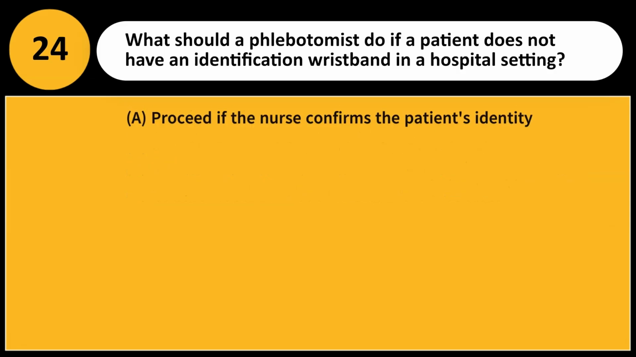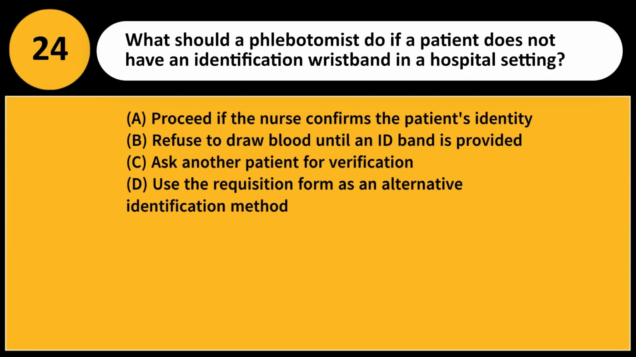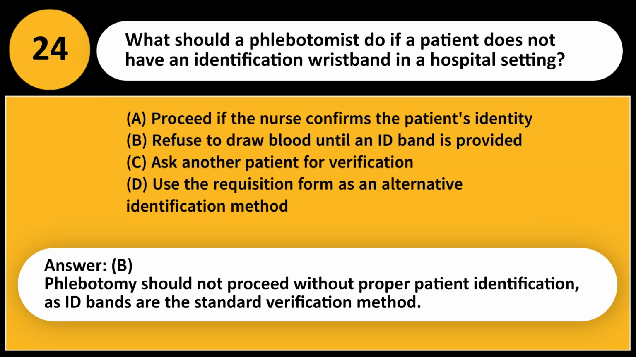What should a phlebotomist do if a patient does not have an identification wristband in a hospital setting? A. Proceed if the nurse confirms the patient's identity. B. Refuse to draw blood until an ID band is provided. C. Ask another patient for verification. D. Use the requisition form as an alternative identification method. Answer: B. Phlebotomy should not proceed without proper patient identification, as ID bands are the standard verification method.